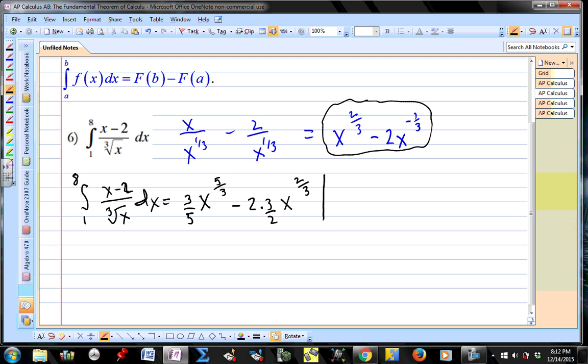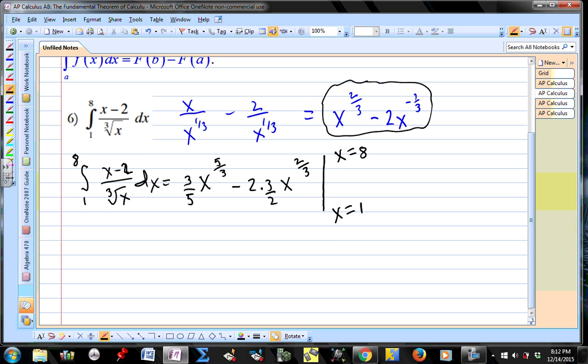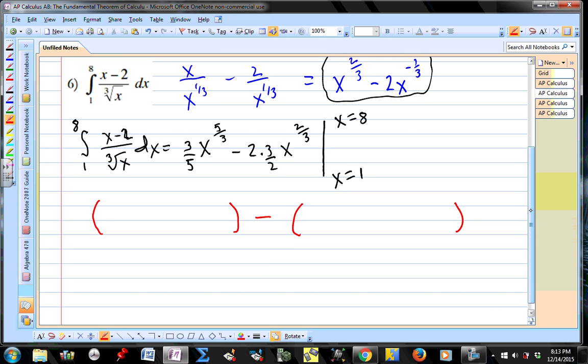We're going to evaluate this expression at x equals 1 and x equals 8 and subtract. This looks nasty, but I think it's going to work out well. What a great opportunity we have here to review some algebra. So let's see. The first quantity minus the second quantity. We're using the fundamental theorem of calculus to evaluate this integral.